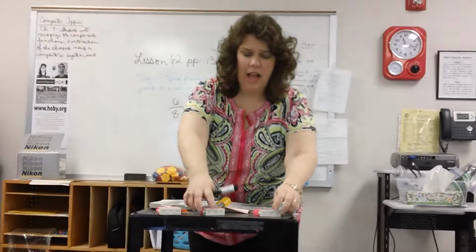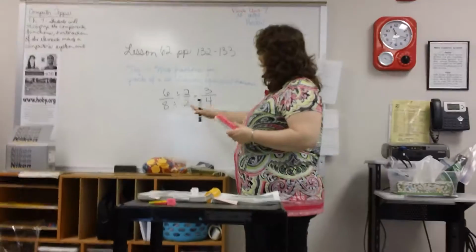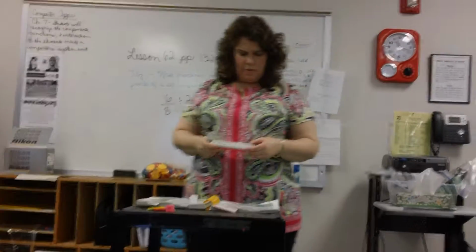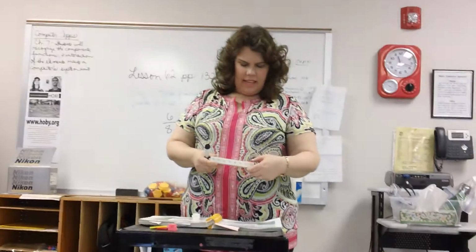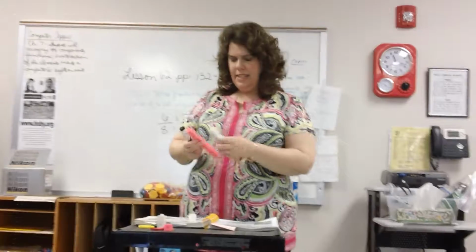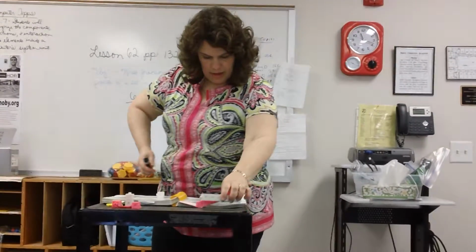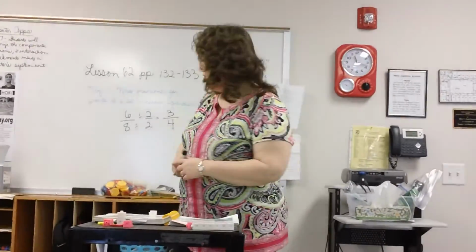What if I took my little rods right here and I have 8 blocks, and then I do the same thing right here. I have 8 blocks. Right here I have 6/8. So 6/8 would be 6 of these: 1, 2, 3, 4, 5, 6. So this is 6/8. And then 3/4. If I was to split up into fourths, it would look the same because they're equivalent.